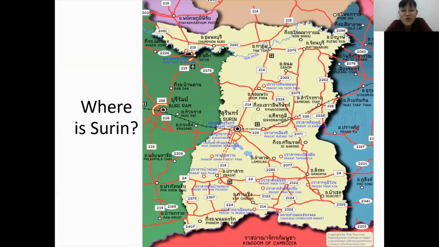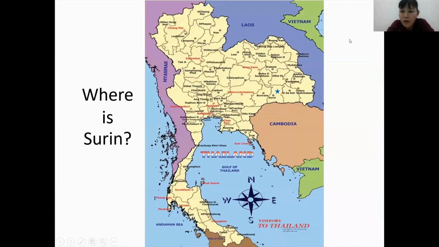And this one shows where Surin is. Surin is in northeastern Thailand. To the west is Buriram, and in the east is Srisaket, and down south you can see Cambodia. We are next to Cambodia. Here is Bangkok, and there are beautiful beaches there. If you want to come to Surin, you fly to Buriram and come to Surin here, and Cambodia is here. If you want to go to Cambodia, come to Surin, and we go to Cambodia.